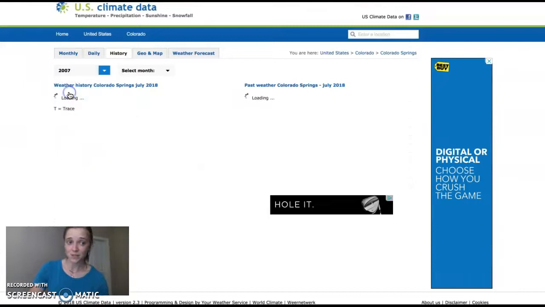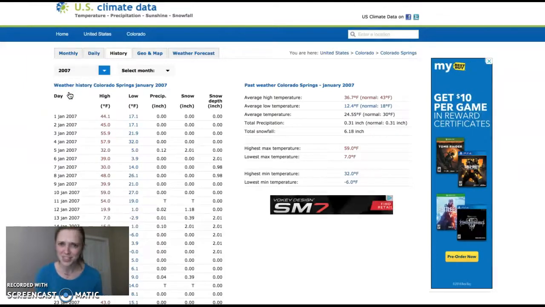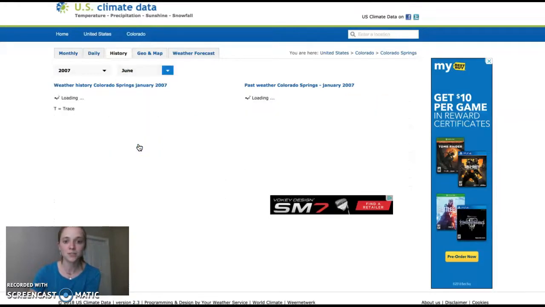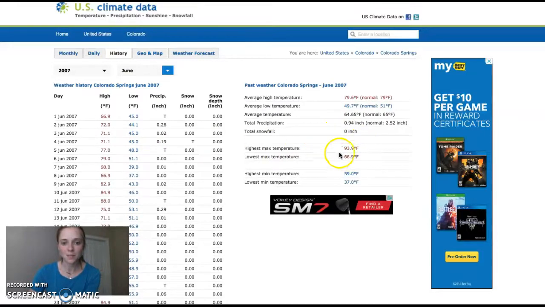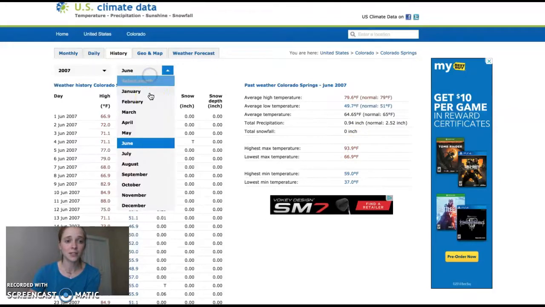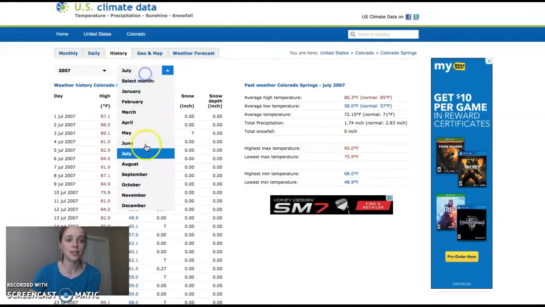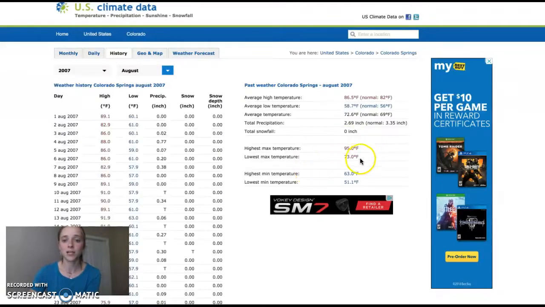Now that I know there is enough, I'm going to go ahead and get started by clicking 2007. And then I know that the maximum temperature for the year is going to be in the summer. So I'm going to check June and see what the maximum temperature is. It's off to the right in the summary box, so 93.9. And then I'm going to click July. The high was 95. And then click August. The high was 95. So for 2007, the maximum temperature was 95 degrees.